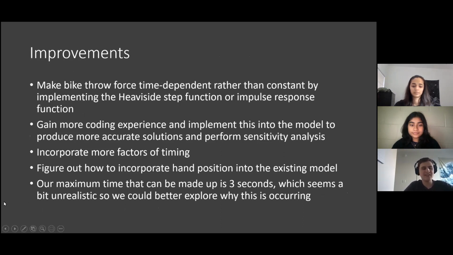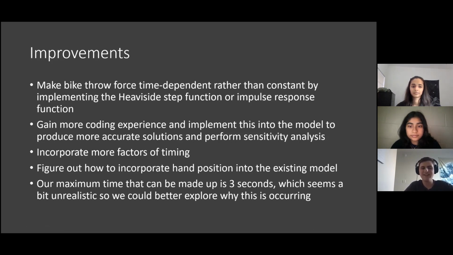Also, we certainly can make improvements on our model. Given more time, we definitely would have tried implementing a time-dependent force instead of leaving it as a constant. So mathematically, this would involve the use of the Heaviside unit step function or the impulse response function. This was probably one of the largest sources of error in our model, so it would definitely improve it if we implemented it accurately. But the reason we didn't use this is because it would have been difficult to solve analytically. So that's why we avoided this.